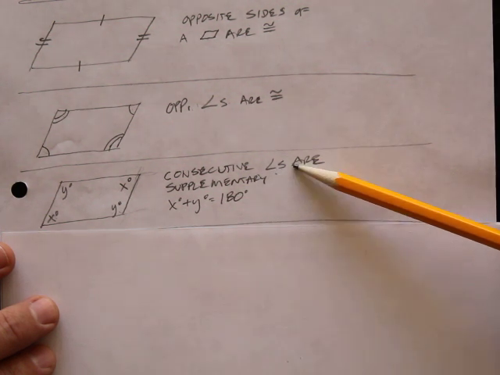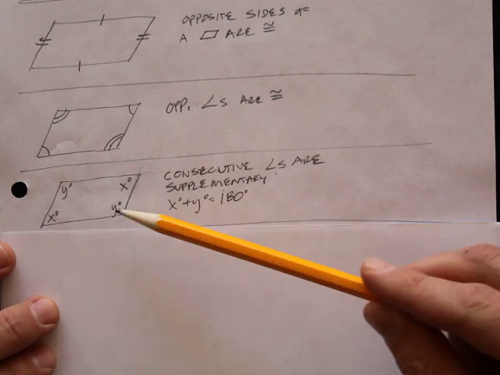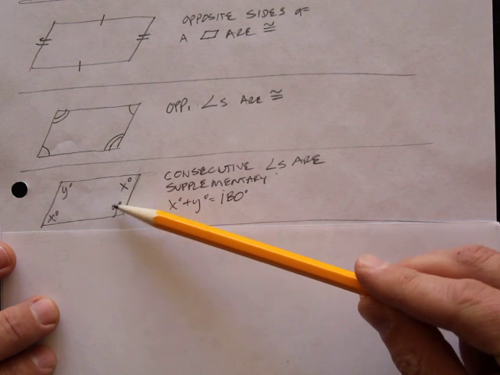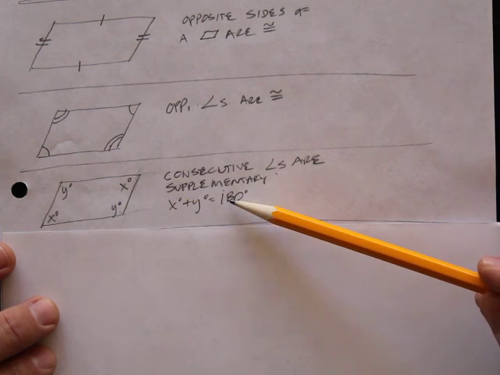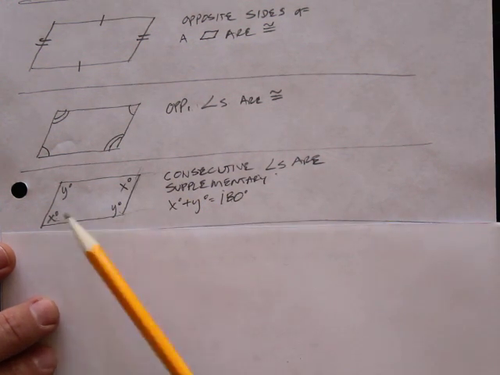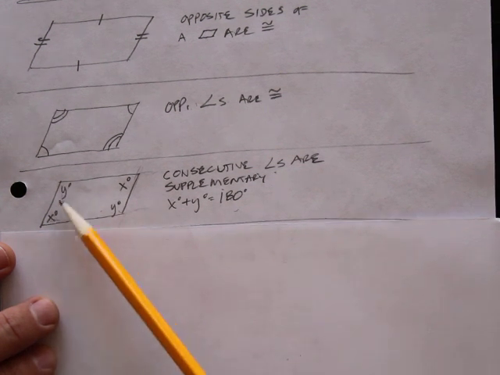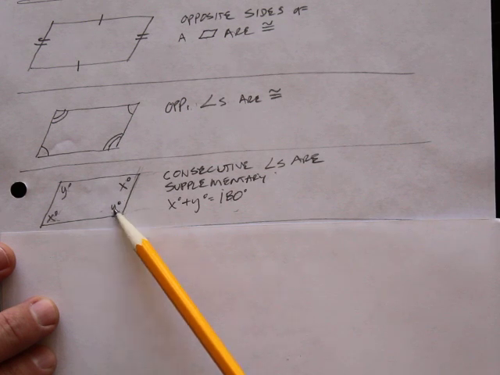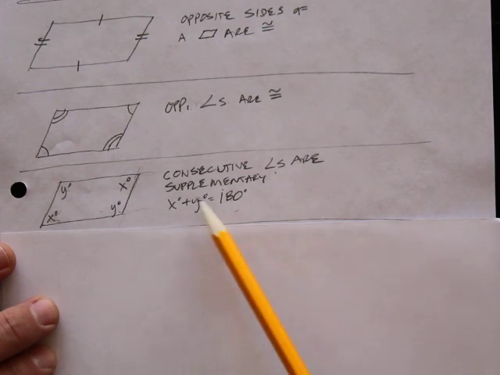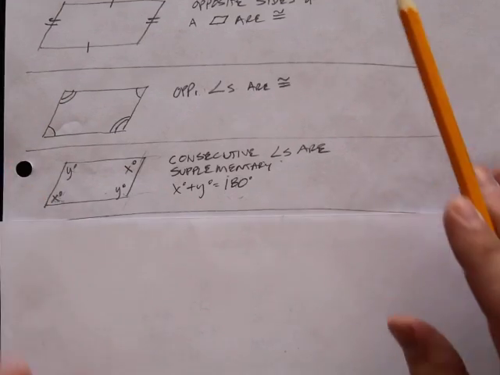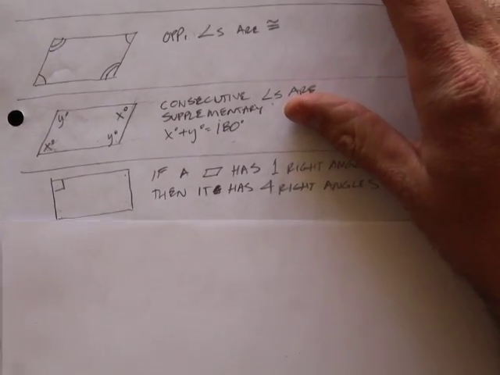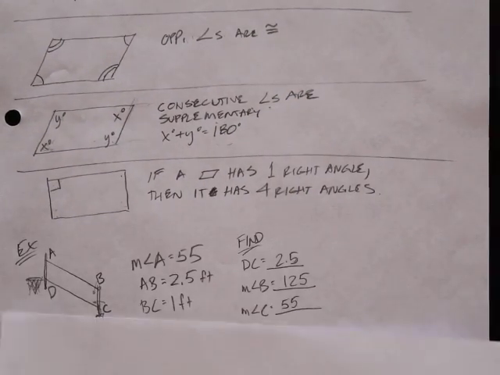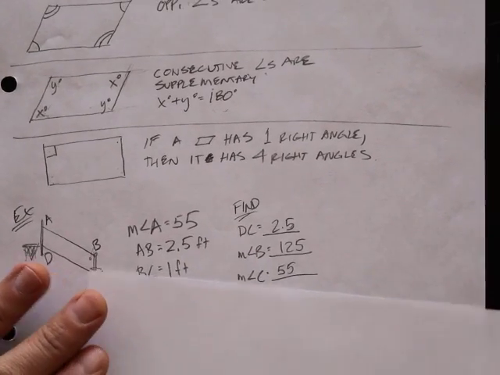Consecutive angles are supplementary. As in, if I were to add x and y together here, I'd get 180 degrees. X and y here, 180 degrees, 180 degrees. Consecutive angles are supplementary. Now, let's do an example, after we finish this last little bit.